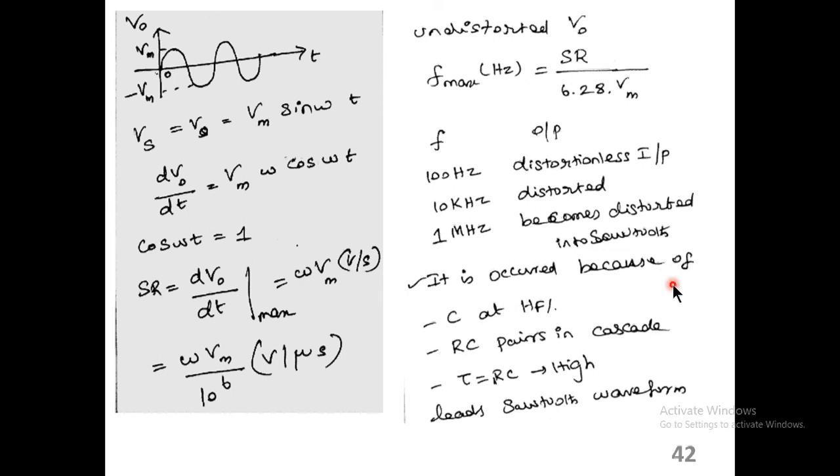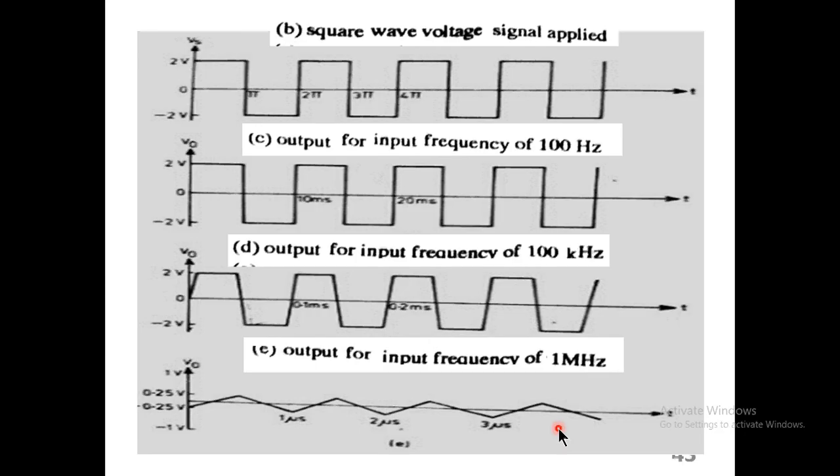Mainly slew rate occurs because of capacitors at high frequencies, RC pairs in cascade connection, and finally because of that it leads to a sawtooth waveform. So this is the graph for different frequencies.